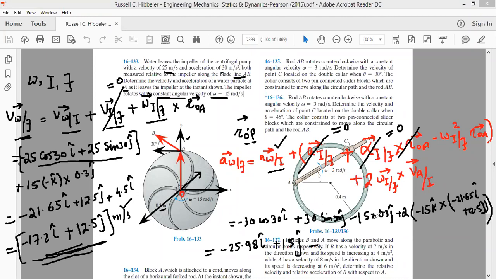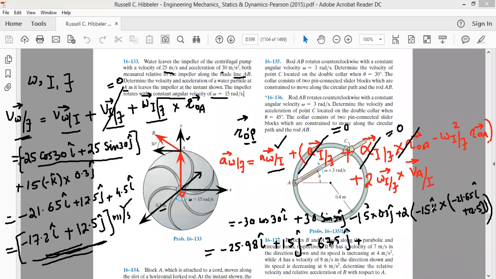Then we have minus 15 into 0.3, that is 4.5 j cap. Then we have plus, now this is 15 multiplied by 21.65, and then we have k cross i, which is equal to j. Okay, so we have a little correction here. This is minus 15 into 15, which is 225, multiplied by 0.3 is equal to 67.5. So this is minus 67.5 j cap.